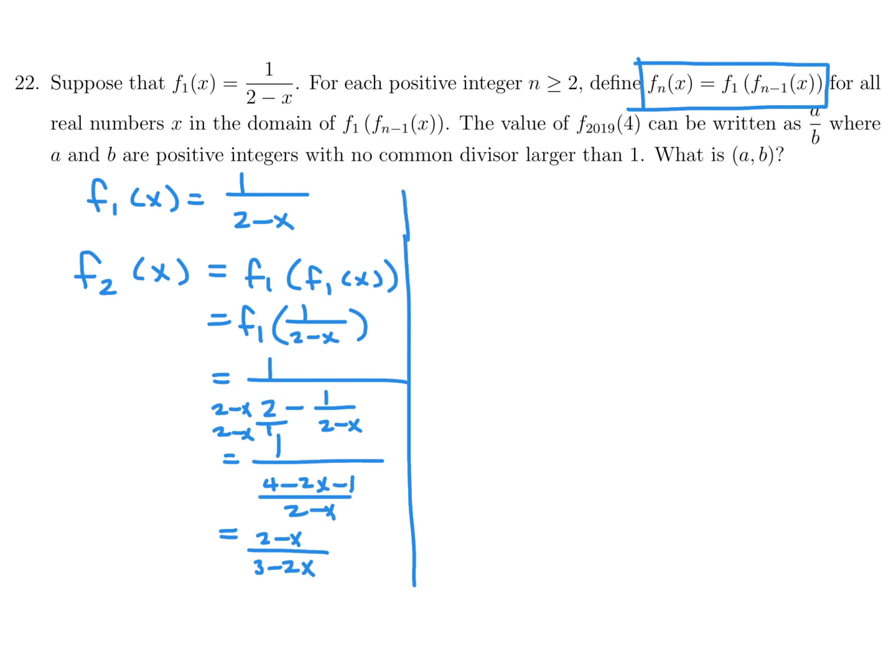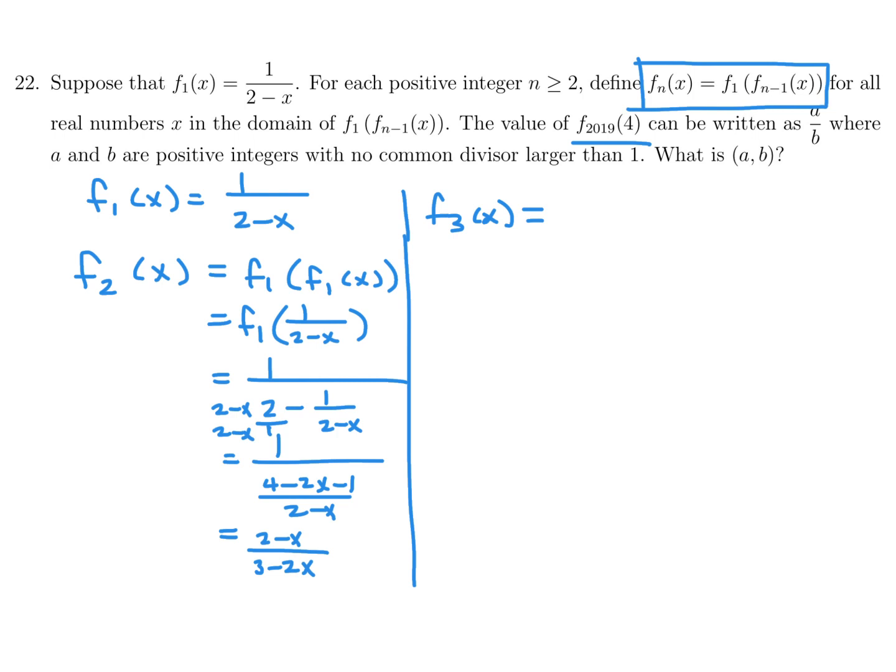All right, so now let's move on to the next one, which would be f sub 3 of x. And my hope is that eventually we see a pattern. Because obviously, there's no way we're going to be able to keep on going till f sub 2019. F sub 2019 would take forever. So we're going to do a few, and then we'll see if there's a pattern.